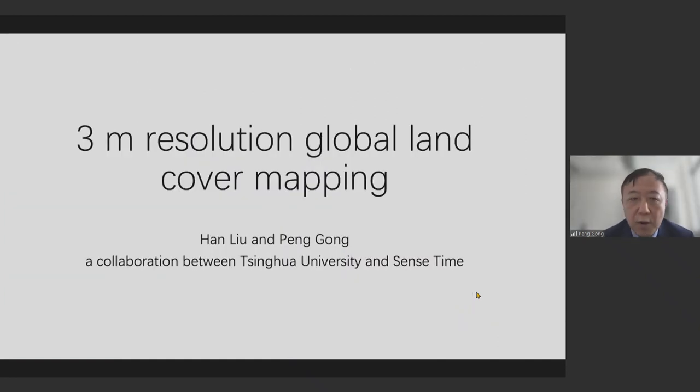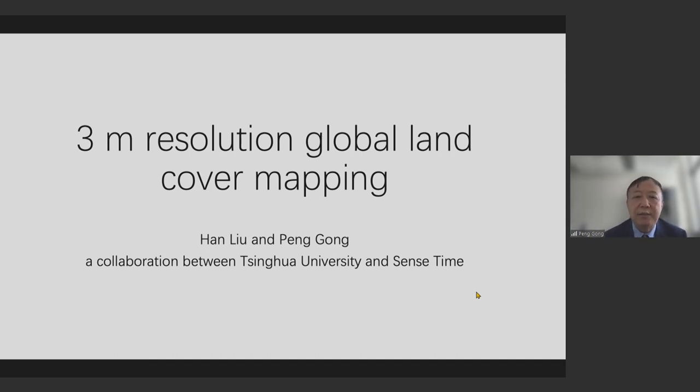So the third piece of work I want to introduce to colleagues is the 3 meter resolution global land cover mapping. We collaborated with SenseTime. It's a company that does face recognition in China, but they also have access to data from Planet. We all know Planet has hundreds of satellites flying over space and collecting 3 meter global data sets. On average, they could image the whole world every 2 days.